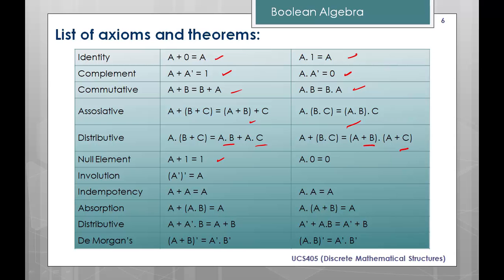Null element is a plus 1 is 1, a into 0 is 0. Now involution is a complement, again complement is a. Idempotency, that is a plus a is a, a into a is a, a plus a into b is a, a into a plus b is a. Distributive, a plus a complement b is a plus b. A complement plus ab is a complement plus b. Now a plus b complement is a complement into b complement. A into b complement is a complement into b complement. So that's what about the laws.